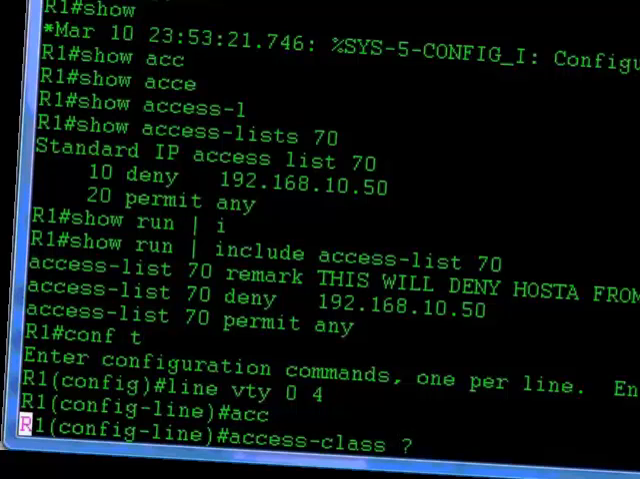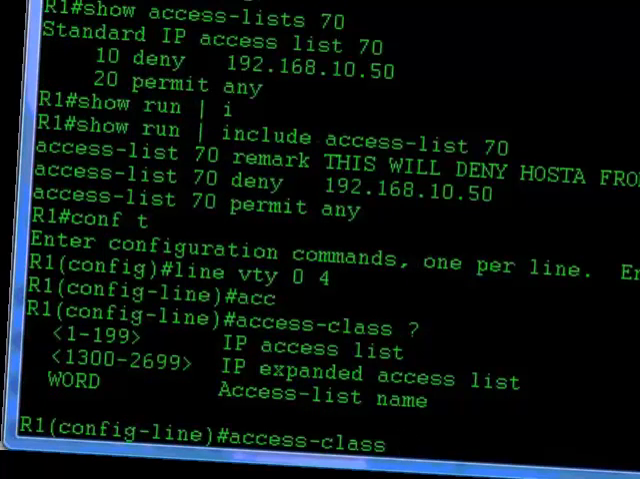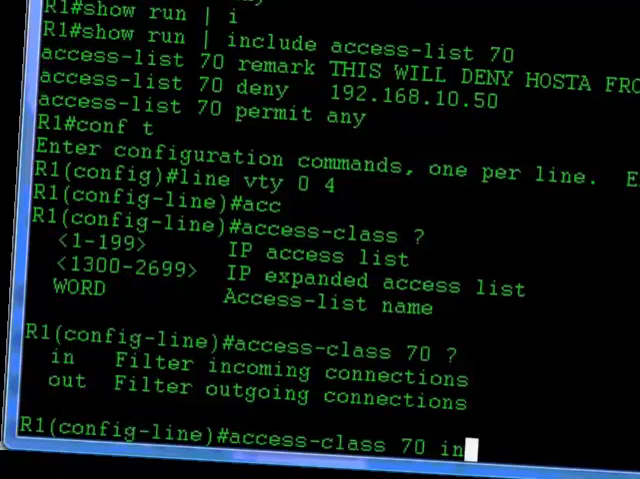Okay, so we want to apply this access list to the VTY lines. And it's access class 70. That's the number that we had. And then we want to deny incoming connections. So you type in in. Word to the wise, always use in. If you use out, you're going to have strange problems with your router. So 99.999% of the time you will use access class your number in, not out.